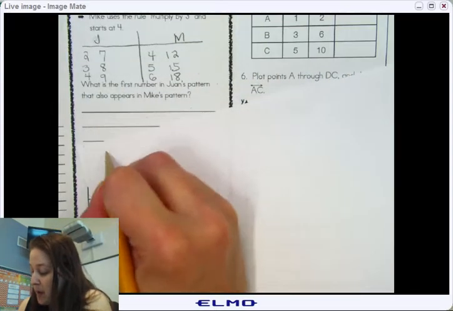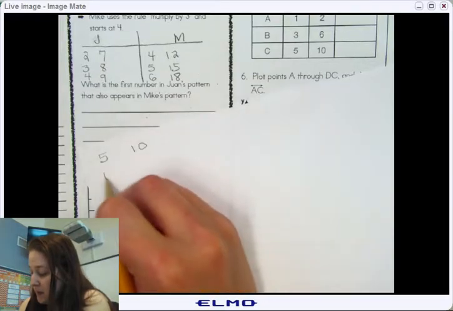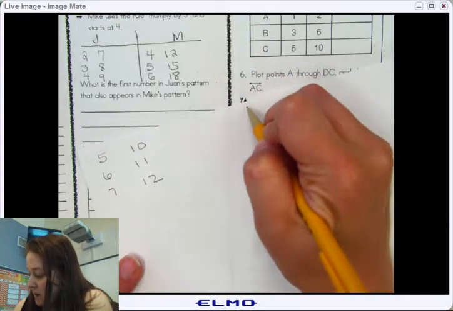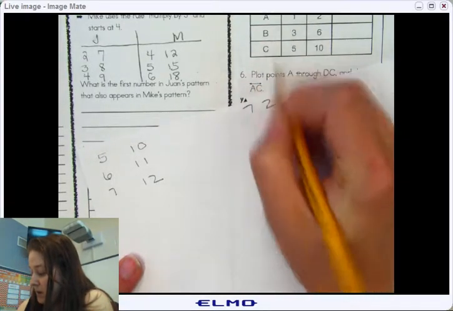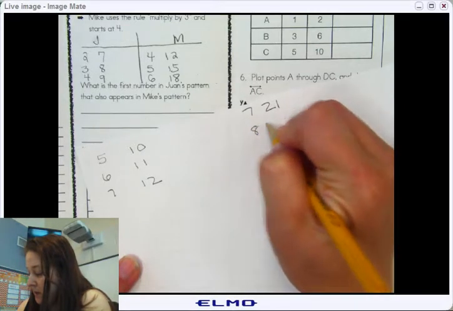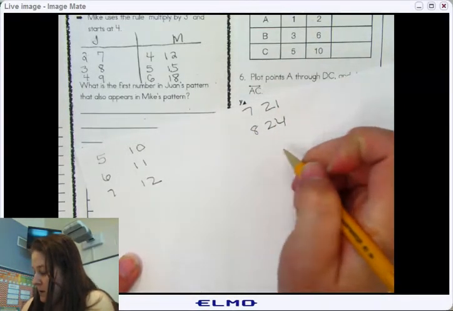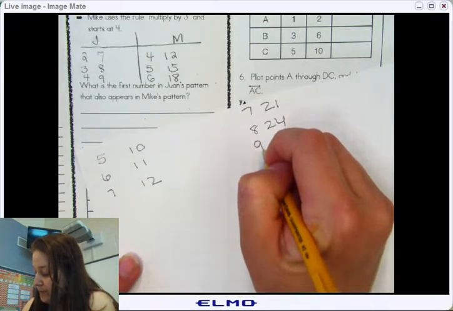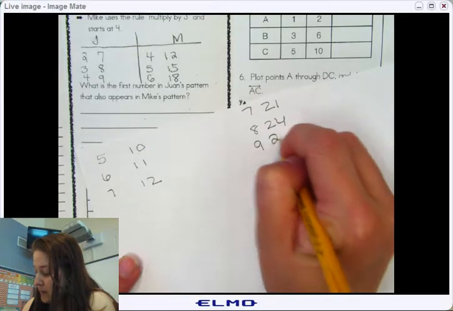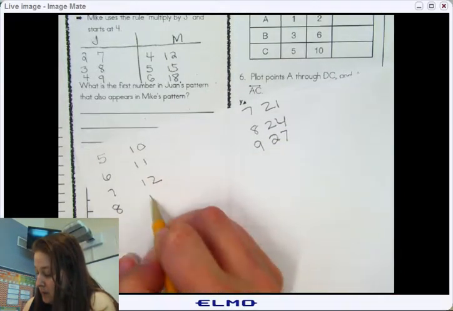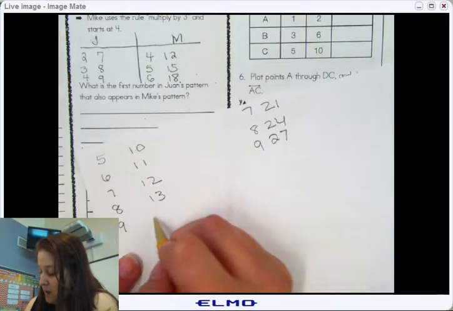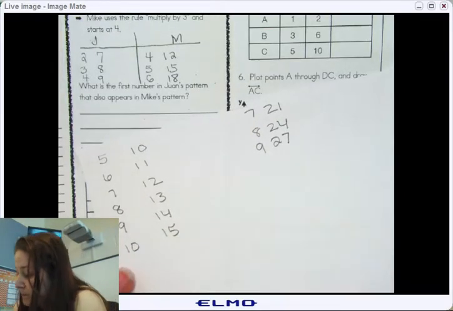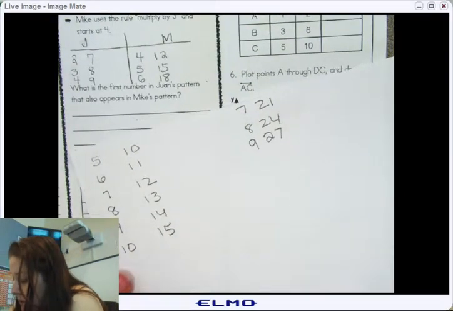We might be going at this for a while. 5, 10, 6, 11, 7, 12. 7 times 3 is 21. 8 times 3 is 24. 9 times 3 is 27. 8, 13, 9, 14, 10, 15.